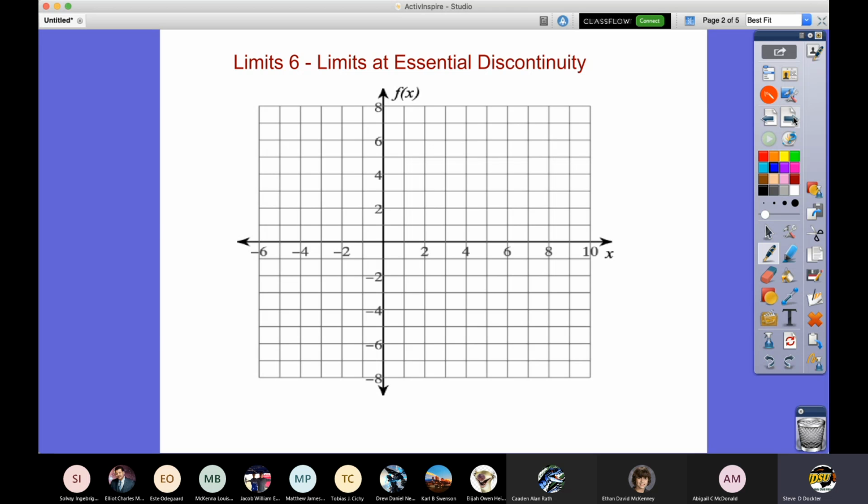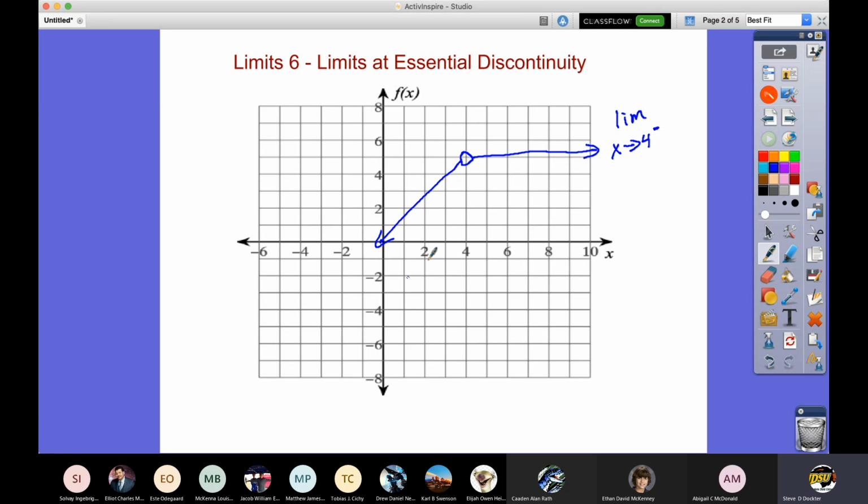But limits 6, we're going to find the limit at essential discontinuities. All right, and discontinuities, you guys know, can be lots of different things. It can be where you have a graph and it just has a hole in the graph. All right, so say the question was, find the limit as x approaches 4 from the left.